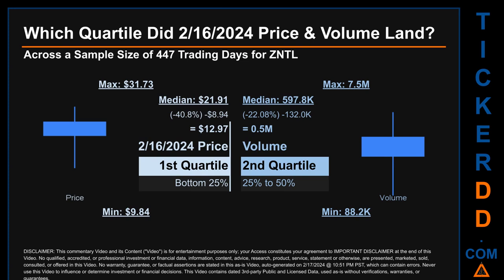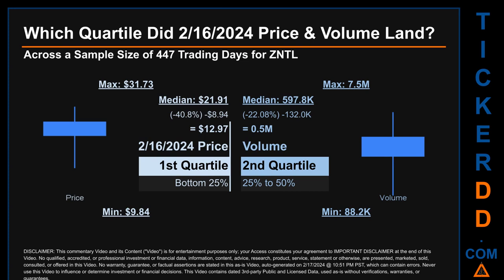Which quartile did February 16, 2024 price and volume land? Across a sample size of 447 trading days, the maximum end-of-day price for ZNTL was $31.73 while the minimum was $9.84. Within that price range, February 16, 2024 price, of $12.97, landed within the first quartile, meaning it was within the bottom 25% of all sampled end-of-day prices.